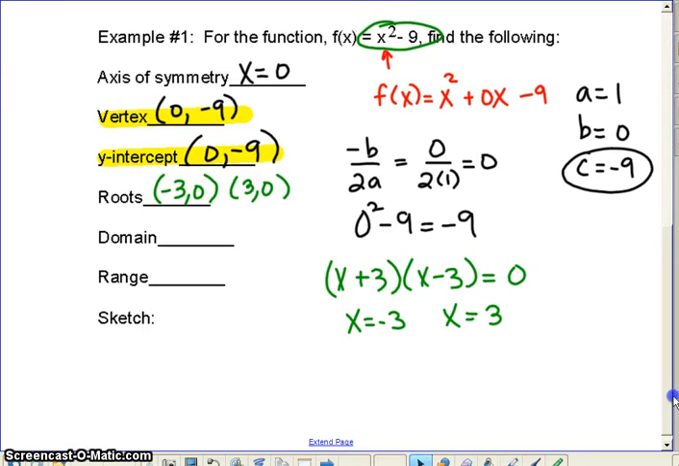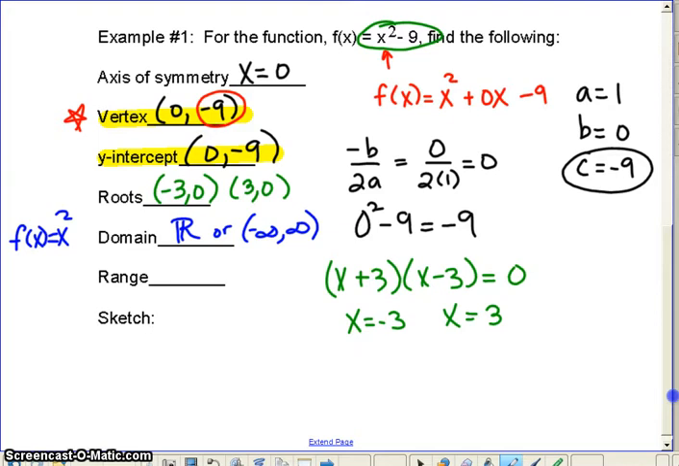Okay, if you remember from our function worksheet, the parent function here is f of x equals x squared, and the domain for that parent function is all real numbers. Okay, it's written like this, or you could say negative infinity to positive infinity. Okay, the range, however, is going to be specific to your problem. Okay, my vertex has a minimum value of negative 9.